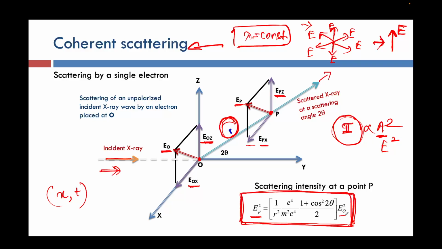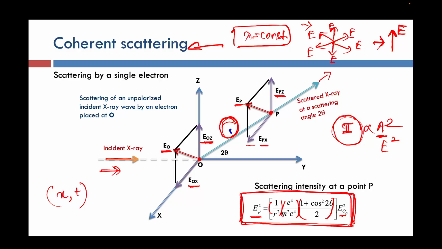So this expression actually looks like a complicated term, right? But if you carefully look at the expression, this expression has three parts. 1 by r square, this is one part. e4 by m square c4, this is one part. 1 plus cos square 2 theta by 2, this is another part, and E naught square. E naught square is the intensity or the amplitude of our incident beam.